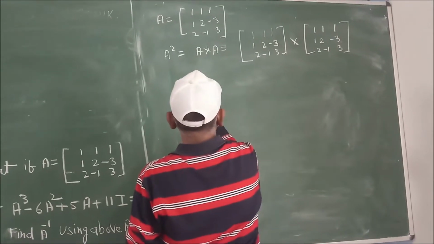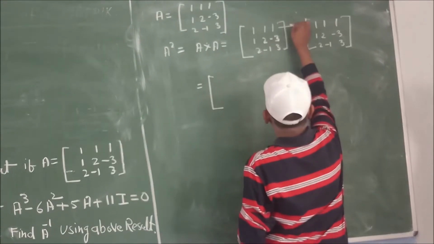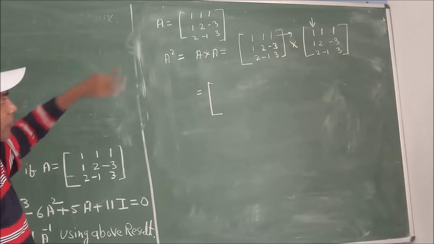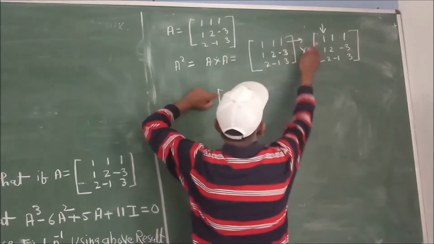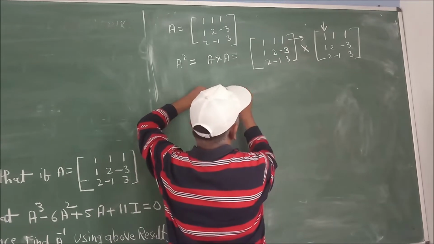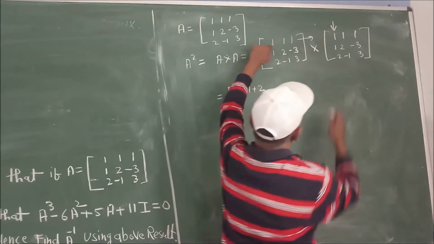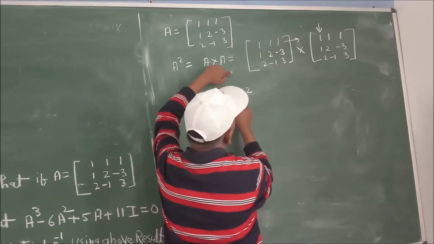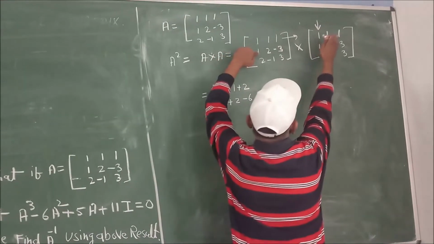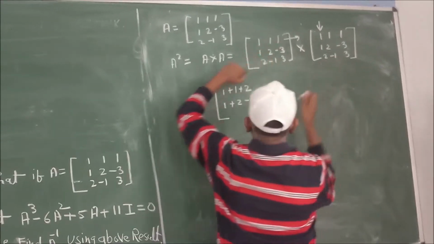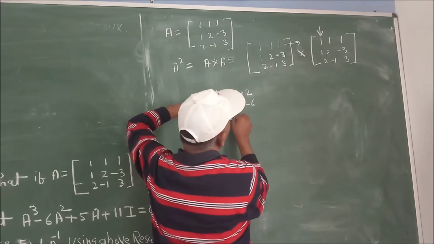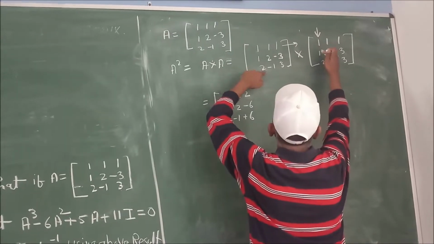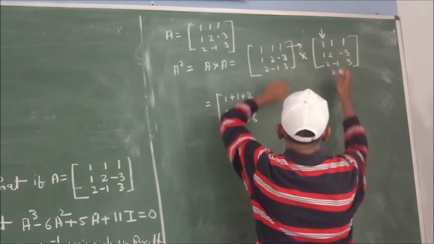And so this can be written as, multiply here R1 to C1. See here, simple multiplication, we can find the value of A square. So multiply 1 into 1, 1 plus 1 plus 2, 1 plus 1 plus 2. Again 1 plus 2 minus 6, 1 plus 2 minus 6. Again 2 minus 1 plus 6. 2 into 1 is 2, minus 1 into 1 is minus 1, and 3 into 2 is 6.